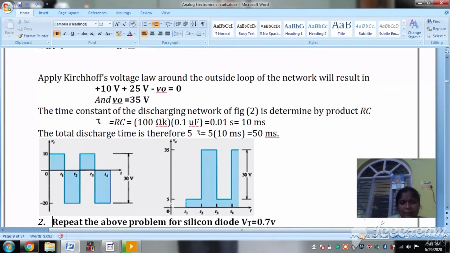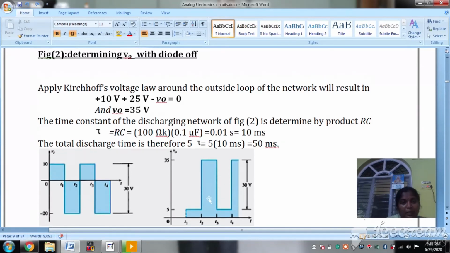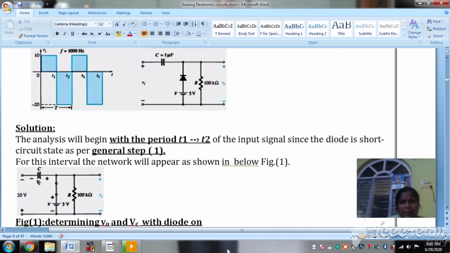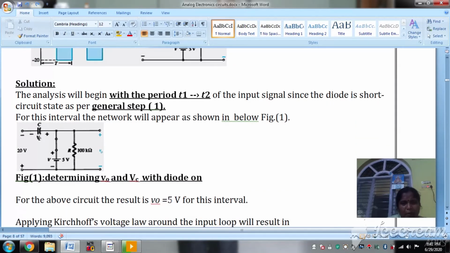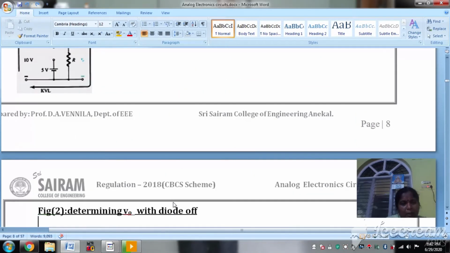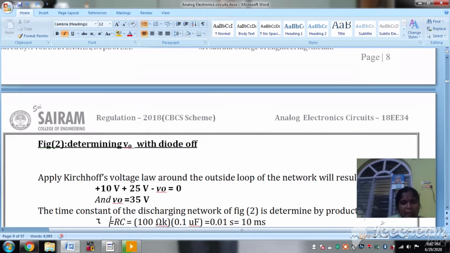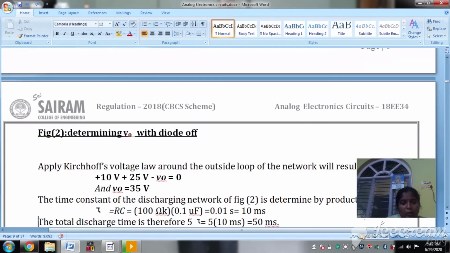Here, during T1 to T2, what is my output voltage? I have shown that during T1 to T2 my diode is short circuited. Whatever the voltage here will appear across your R resistance, that is nothing but 5 volt. During the negative cycle your V0 will be 5 volt, and during the positive cycle your total voltage is 35 volt.